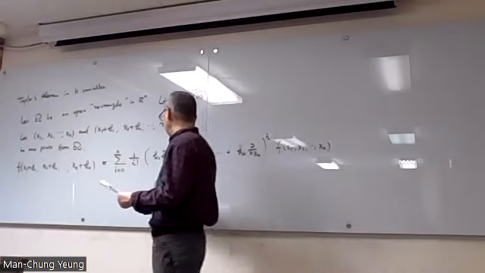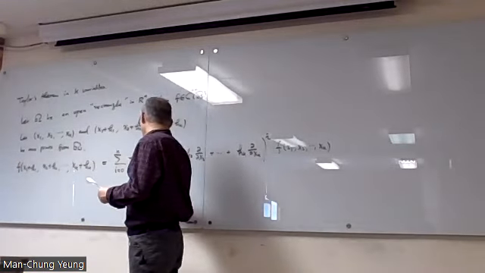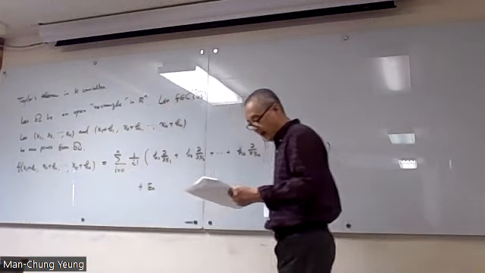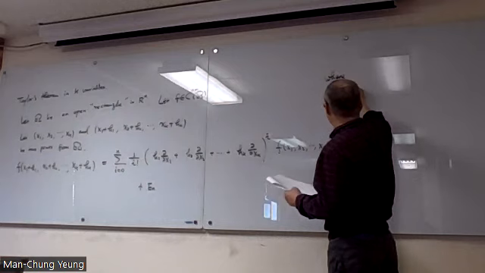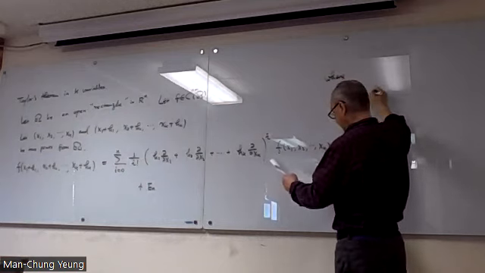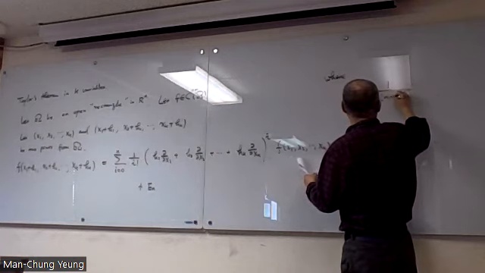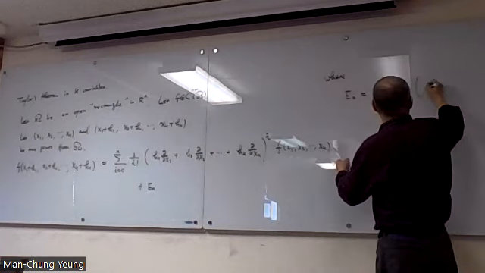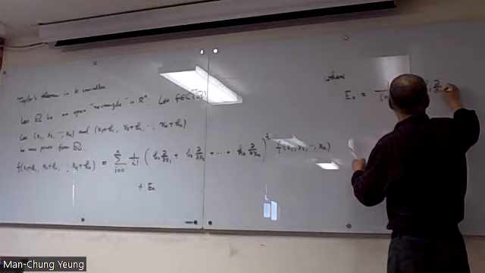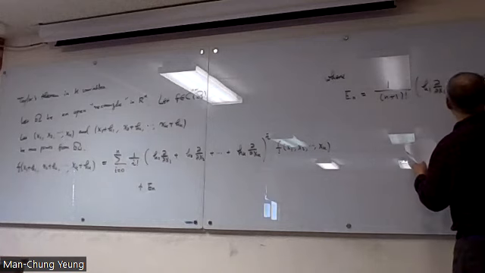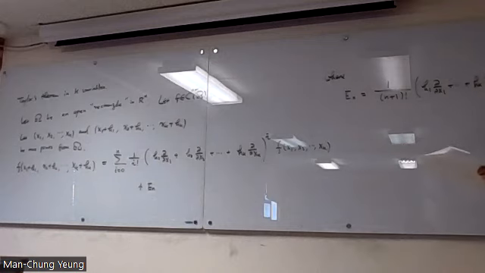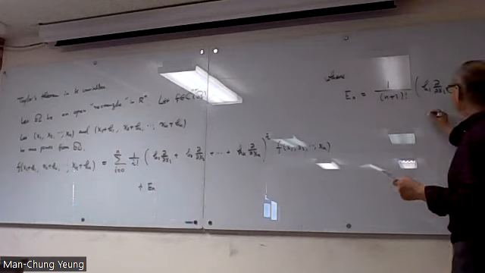Then plus error. Then the error is also very simple. The error is equal to 1 over (n plus 1) factorial, times h1 partial x1, through hk partial xk, to the power n plus 1.